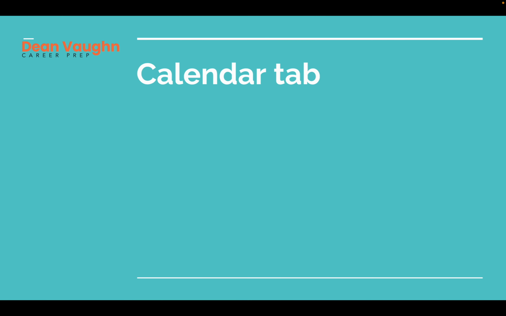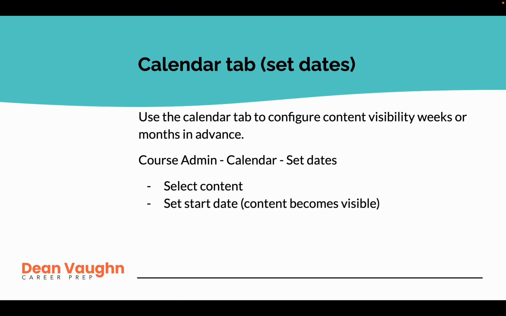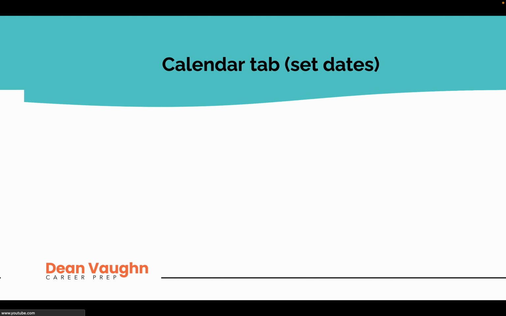Okay. So your calendar tab is a place where you can automate content visibility, where you can schedule content visibility days, weeks, or even months in advance. So you should use the calendar tab to configure content visibility in advance. So go to course admin, calendar, set dates, select a piece of content you would like to schedule, set a start date, a date when your content becomes visible. You can also set a due date or an end date.